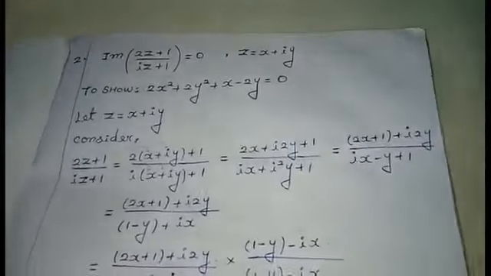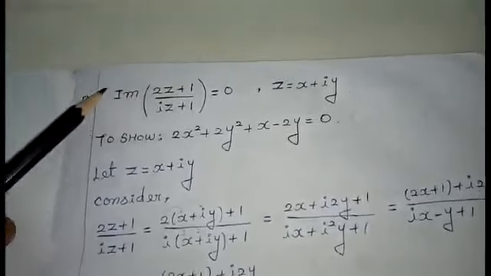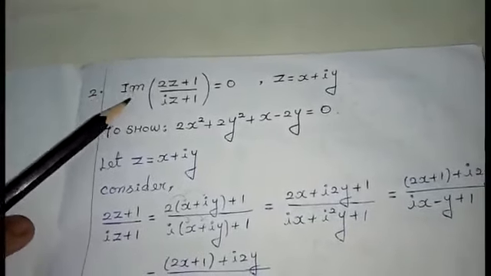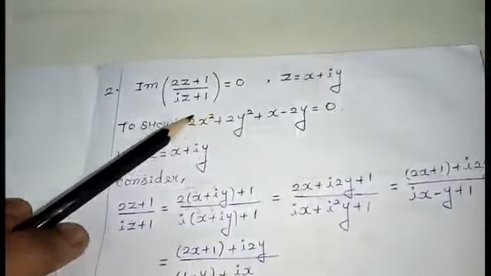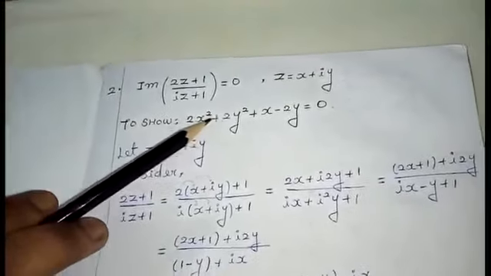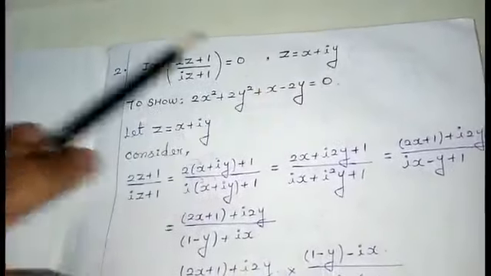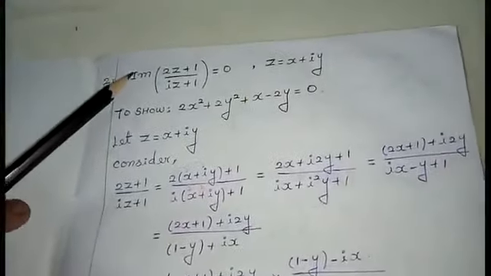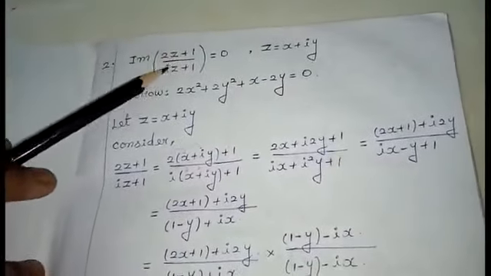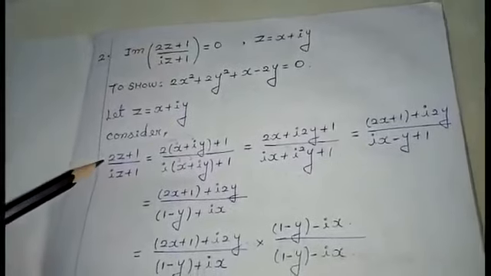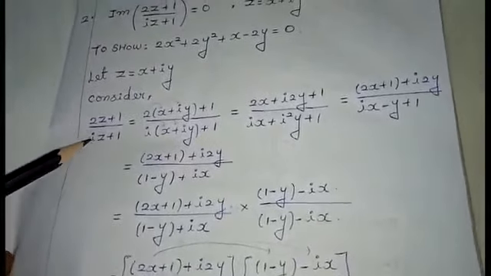Exercise 2.6 second sum. They have given you this question. IM means imaginary part. They are asking you to show that you are going to have this answer, that is 2x square plus 2y square plus x minus 2y equal to 0. I am going to bring this answer. First, what is the condition given here? Imaginary part. Inside this, I am going to take only this value, that is 2z plus 1 divided by iz plus 1. In place of z, I am going to replace the value as x plus iy.